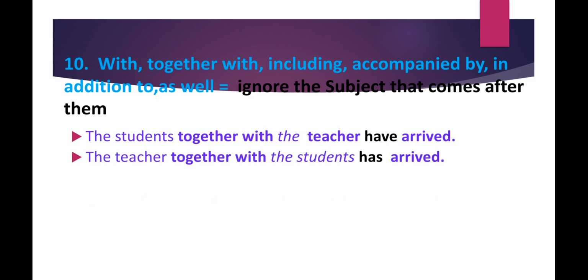Now the next one, the teacher together with the students has arrived. Why did I use the singular verb has here? Because the subject here is the teacher and not the students. The main thing that we are talking about here is the teacher. So in this way you have to solve subject verb agreement questions.